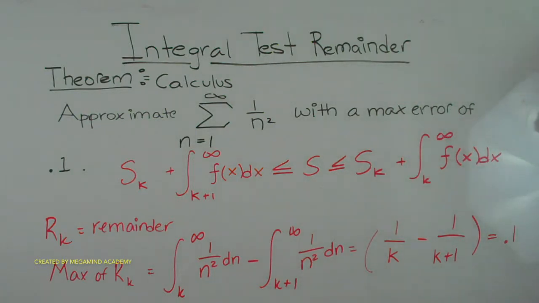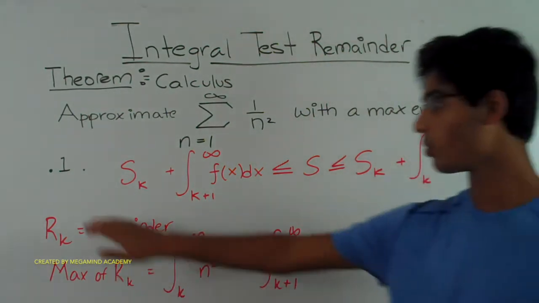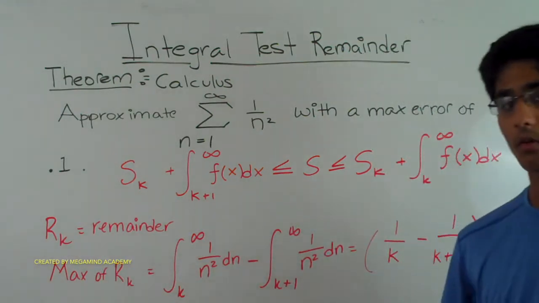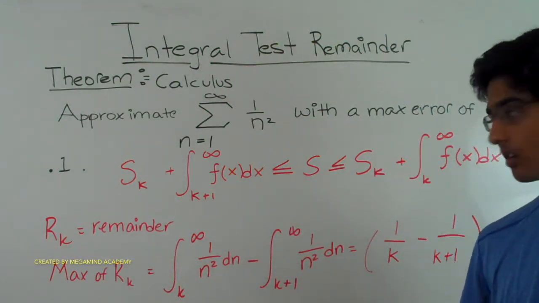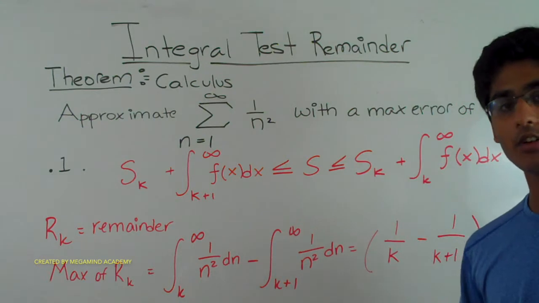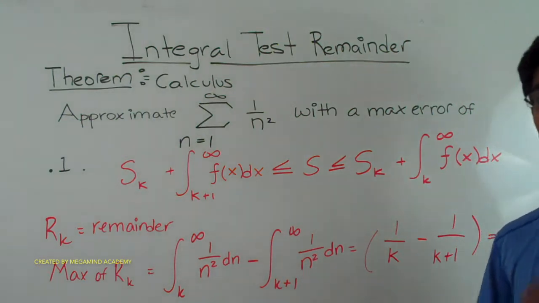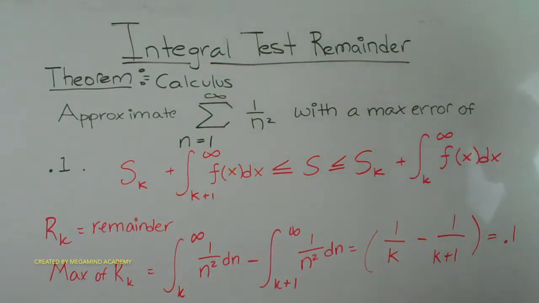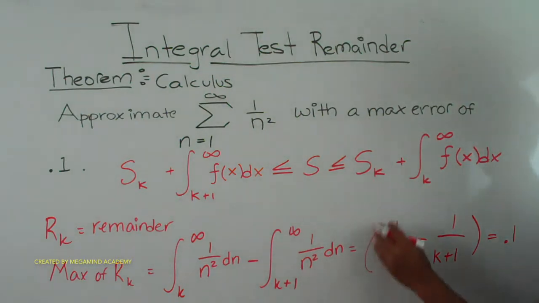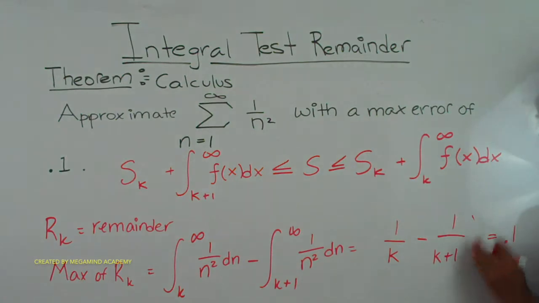And I've already done this in my calculator. Oh, and we're forgetting one step. One important step is to realize that when you have a maximum error of 0.1, that means that you can go 0.05 above the actual sum, or 0.05 below the actual sum. So basically what that means is you want the absolute value of the max error to be equal to 0.1.